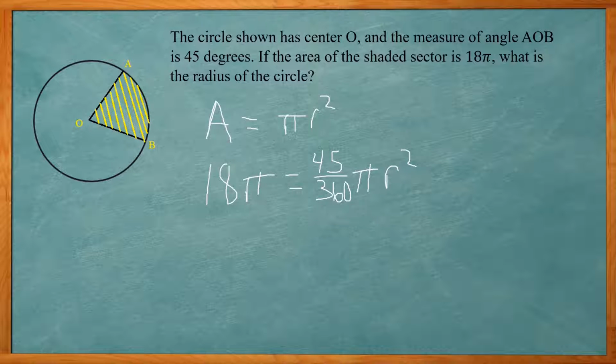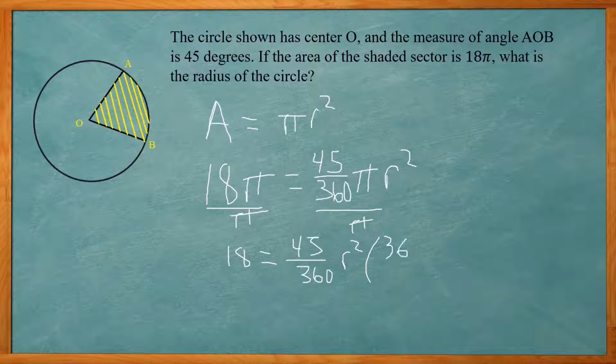Now we need to solve for r. Since we got pi on both sides, we can just divide by pi to get rid of them. So that leaves me with 18 equals 45 over 360 r squared. Now I get rid of the 45 over 360. I'm going to multiply both sides by the reciprocal. That's going to give me, basically change that to a 1 on the right side.